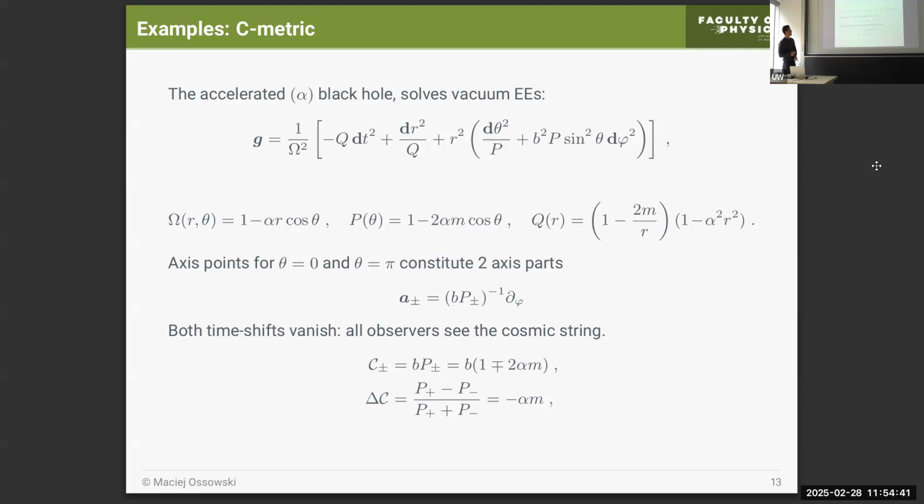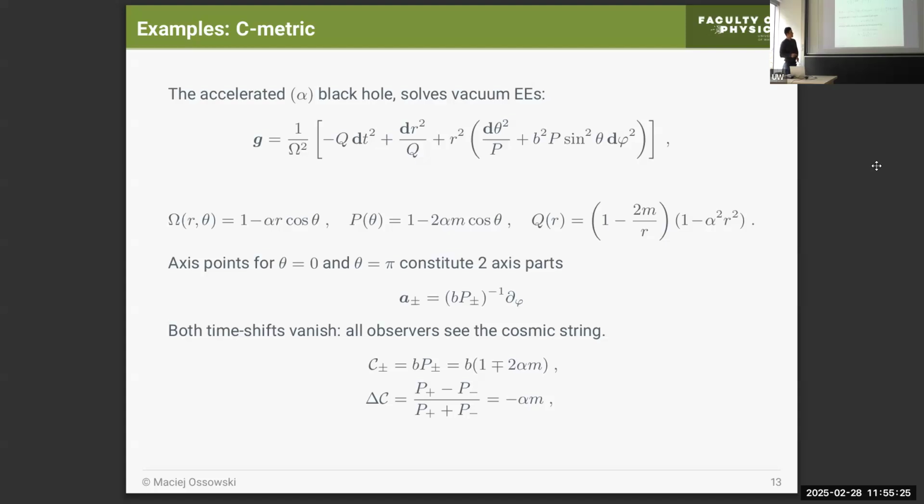Here, all of the axis points collapse into two classes: the class for theta equal to 0 and theta equal to pi. For those two axis parts, we have two different axial Killing vector fields. Plus corresponds to theta equal to 0 and minus for theta equal to pi. From this, you could just read off the conicity, which is B times P plus minus, meaning that it's evaluated at the corresponding theta.